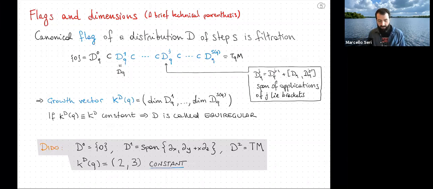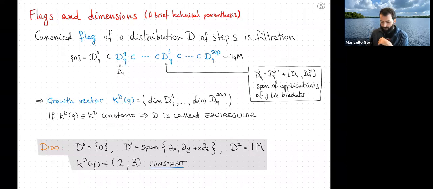The growth vector of the distribution is the dimension of all those spaces. So in the case of Dido, this is the actual distribution. It was 2, and then the next one was the actual tangent space, so it was 3. So the growth vector was 2 and 3. And in that case, the growth vector did not depend on the point. So it was 2, 3, no matter where we were.